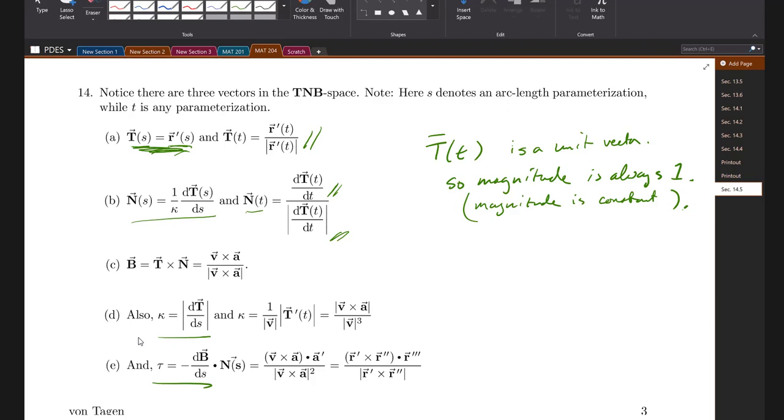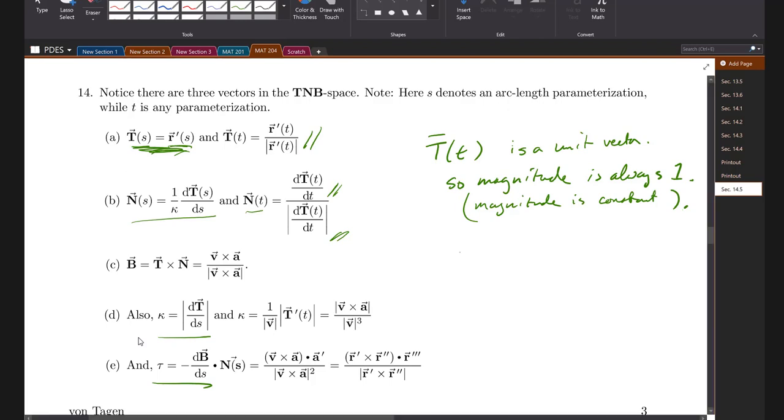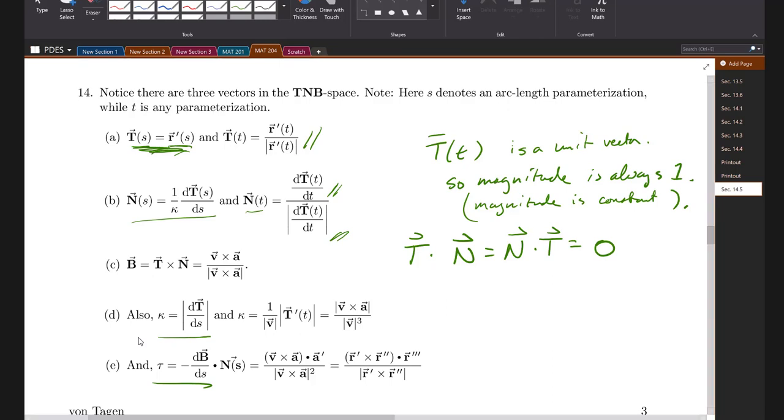Okay? So this is worth jotting down. We see that T dotted with N, which is of course the same thing as N dotted with T by symmetry, that's always going to be what? 0. Because those two vectors, the unit tangent and the principal unit normal, will always be orthogonal to one another.